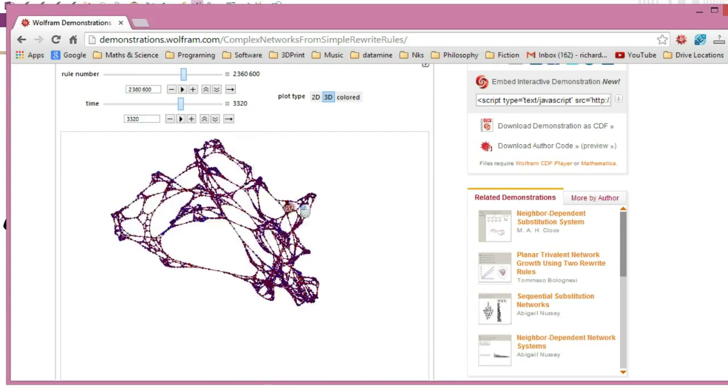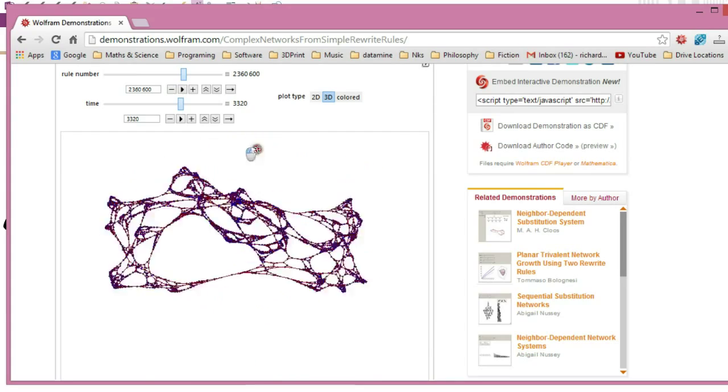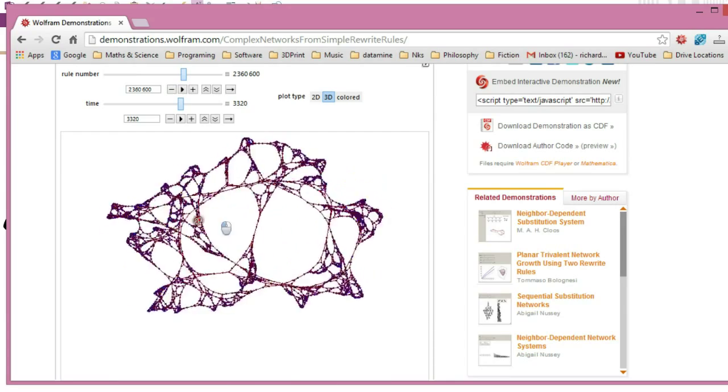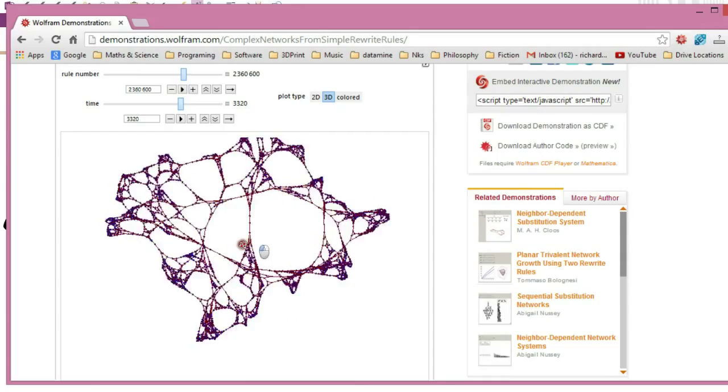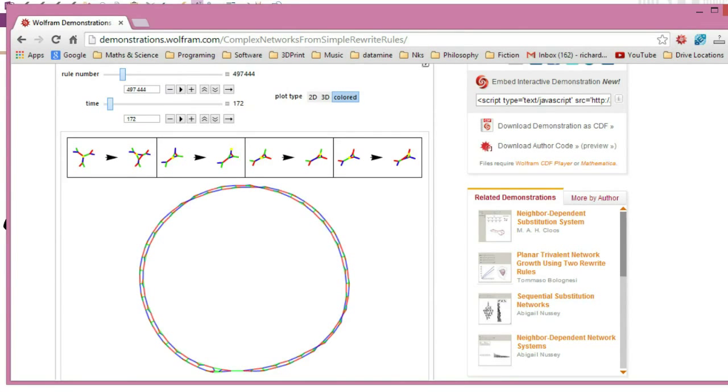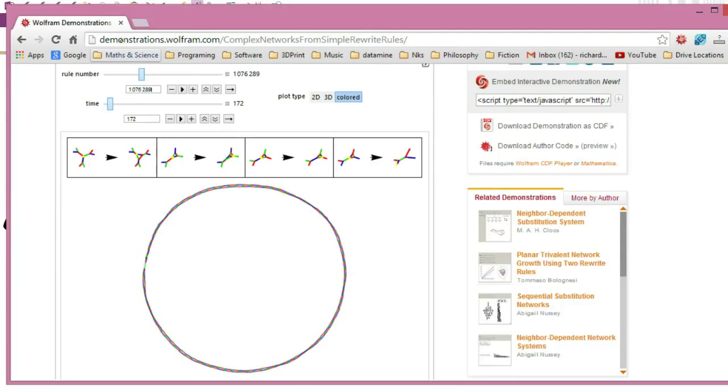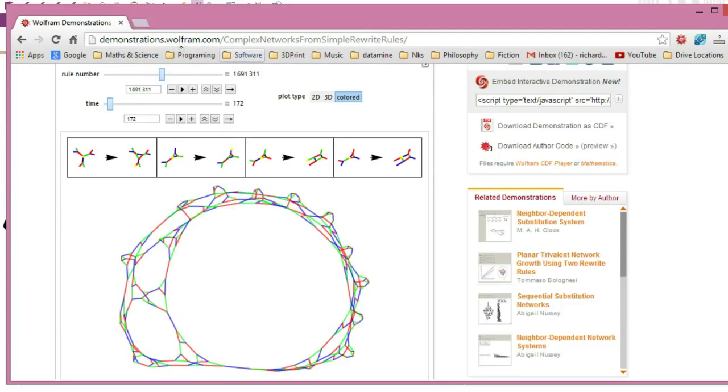Okay, so certainly up to time step 3320, things are looking pretty complicated. Okay, so let's just have a look at a couple more rules with different behavior, because I'm running out of time. I have other things I have to do. So, okay, this is a new kind of system. Seems to produce a more complicated circular structure.